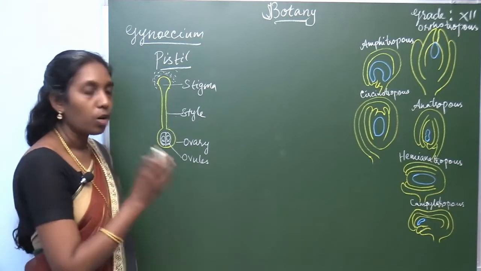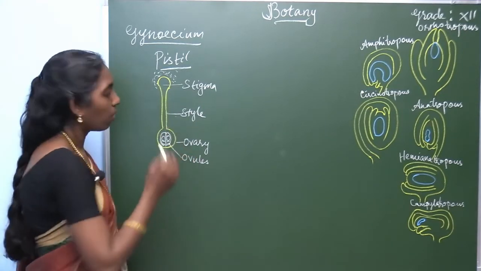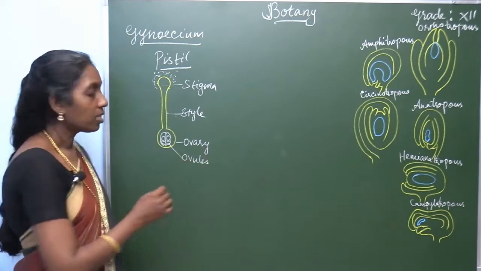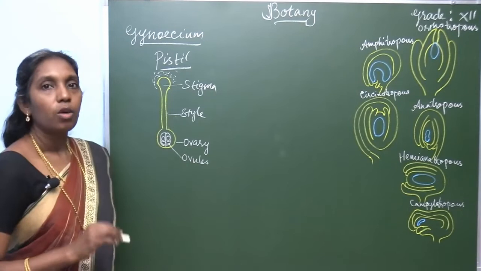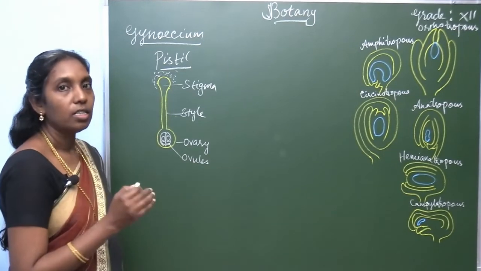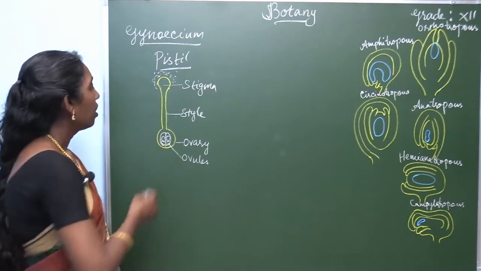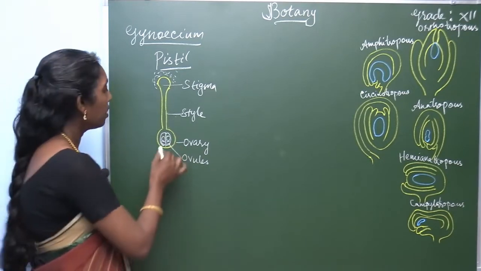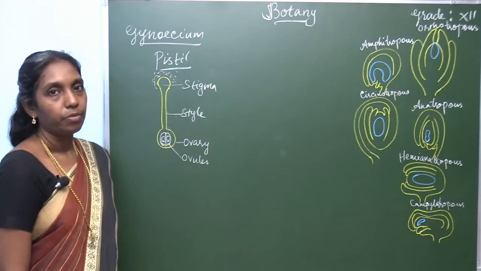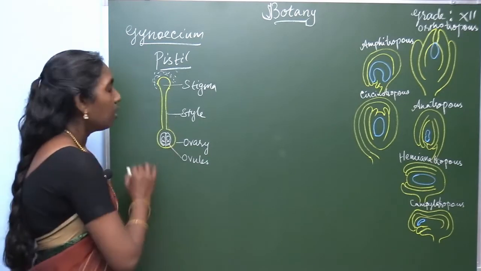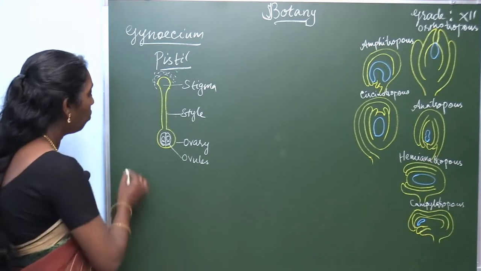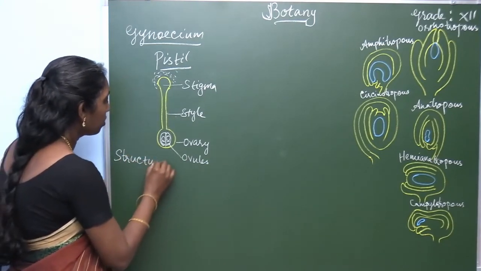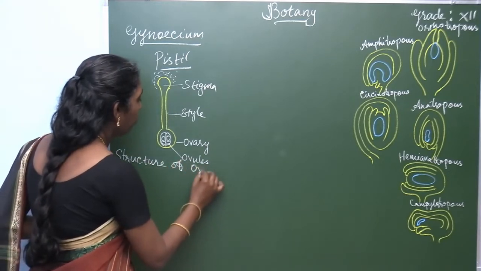The basal swollen part is called the ovary. Within this the ovules are present. There may be a single ovule or many ovules present within the ovary. Let's study the structure of ovule.